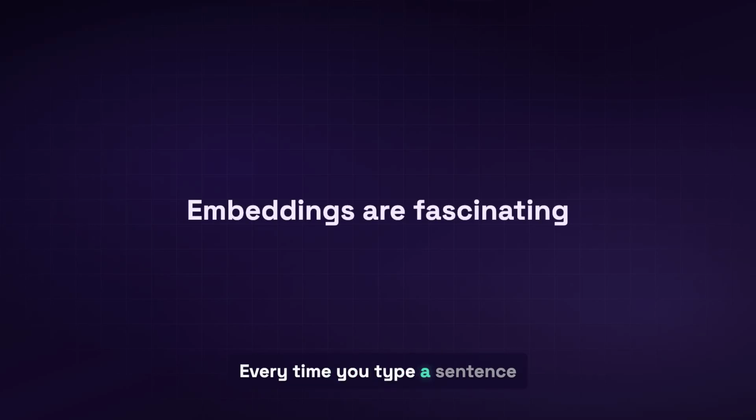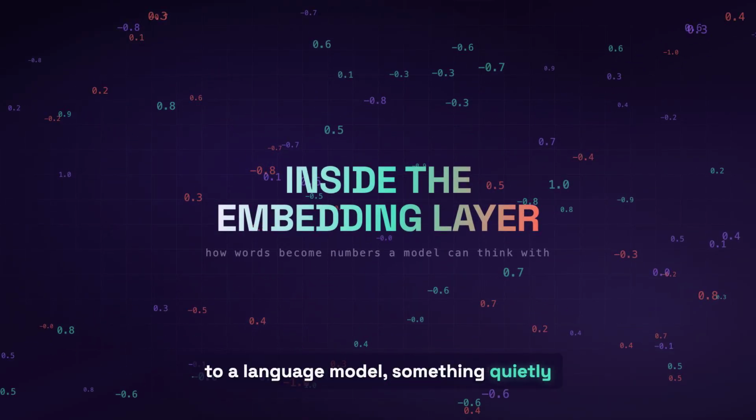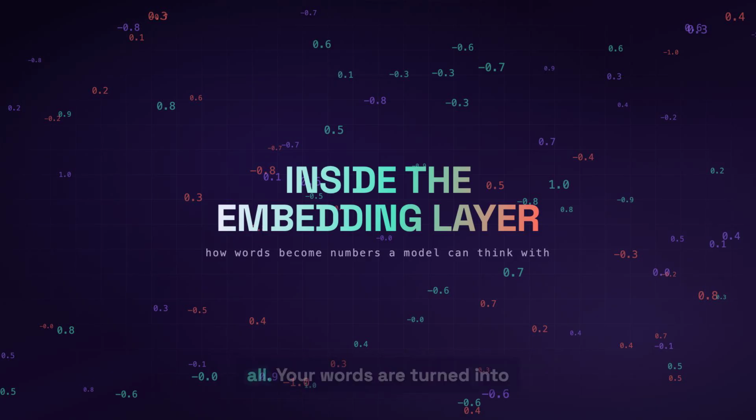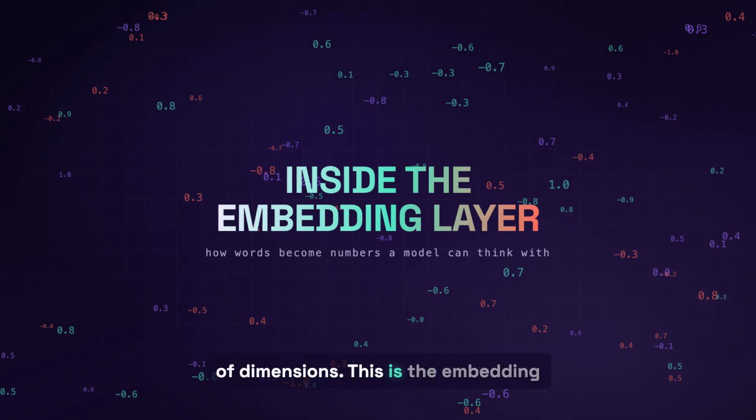Every time you type a sentence to a language model, something quietly happens before the model thinks at all. Your words are turned into numbers, long lists of numbers that live in a space with hundreds of dimensions. This is the embedding layer, the doorway between human language and machine math.